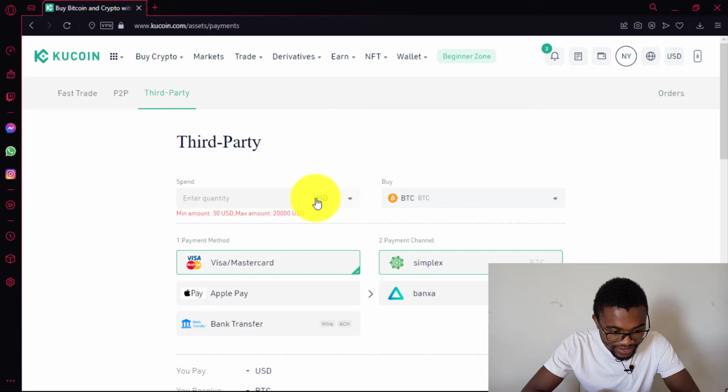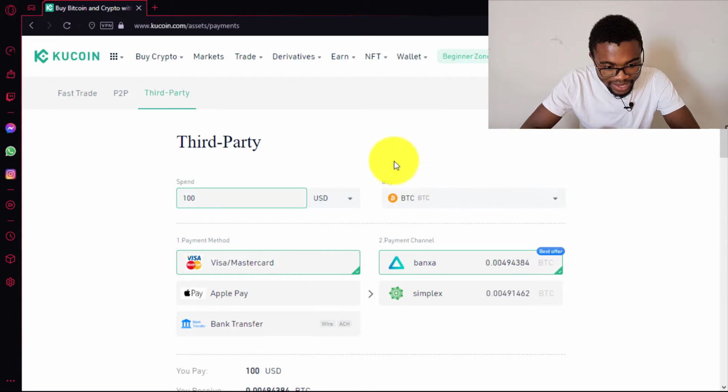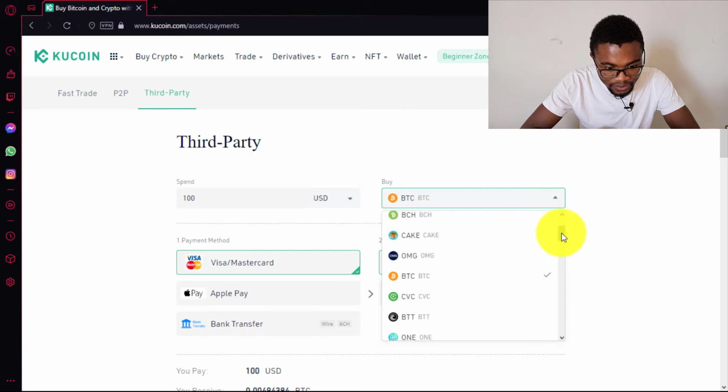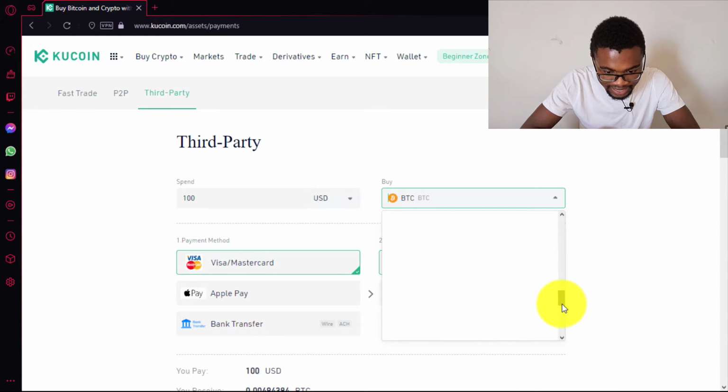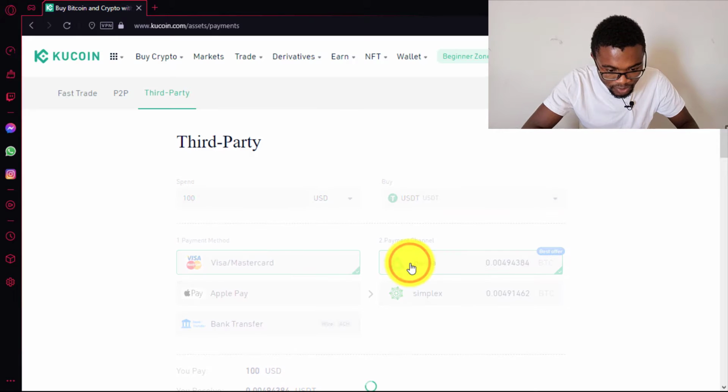Once you have chosen the currency, then you just need to enter the amount in here. You can see the minimum is around $50. So let's say that we are depositing $100. Then here you need to choose the cryptocurrency you want to buy. You can just scroll down and search for the cryptocurrency you wish to purchase. In my case, we are looking for USDT. Just search for USDT. Then you need to press on it.